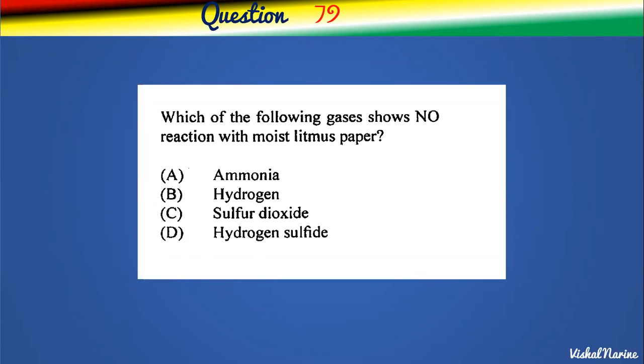Which of the following gases shows no reaction with moist litmus paper? Is it ammonia gas, hydrogen gas, sulfur dioxide gas, or hydrogen sulfide gas? Yes, it is B, hydrogen gas. So what is the color change for ammonia gas? You'll have to give me two answers, right? One color to another color. Ammonia, I have mentioned that before, is an alkaline gas, so it is going to change red to blue, and these two here are going to change blue to red.